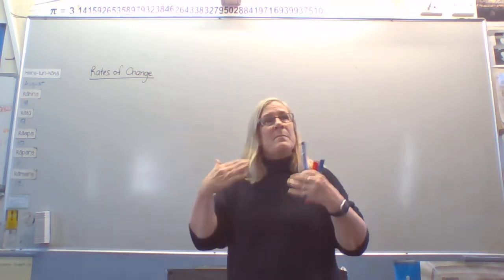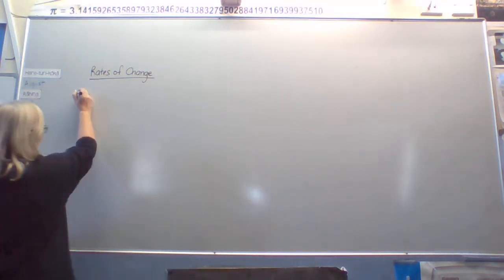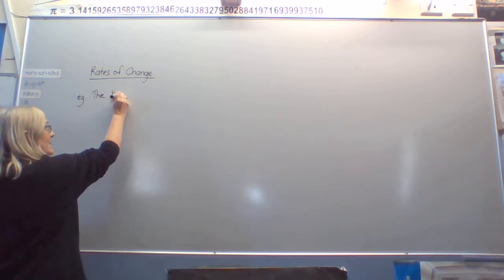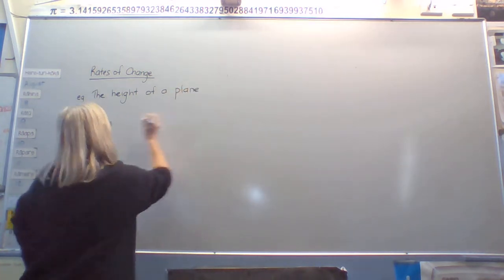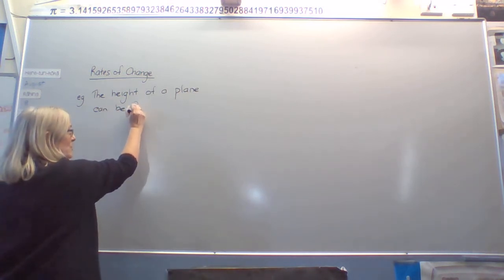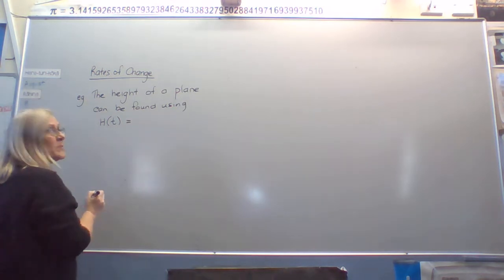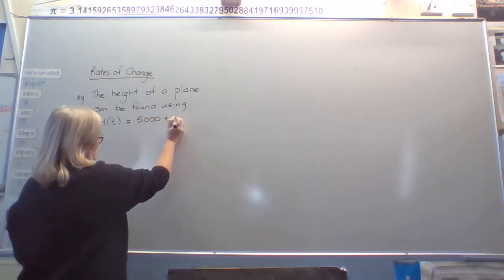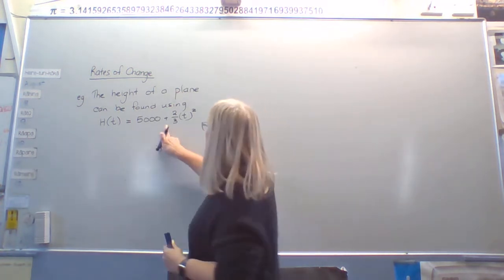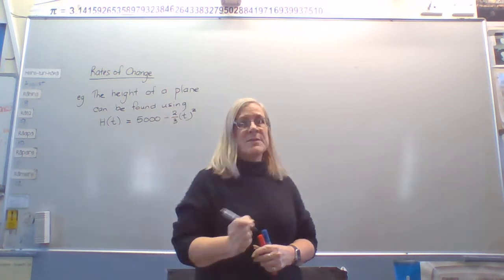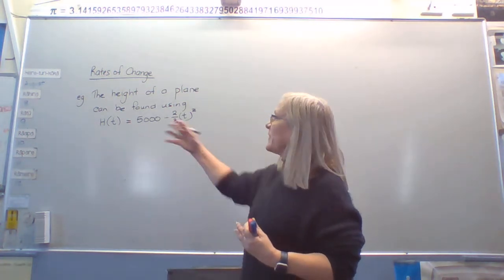Okay? So rates of change means that we've got an equation of some sort, and we're trying to find out what's happening with it. So we could have something like the height of a plane at a particular time is 5,000 metres above the ground minus 2/3 of the time squared. I don't know if that's right or not. It needs to be a minus to be upside down. It doesn't actually matter what that equation is. We don't need to understand it too much.